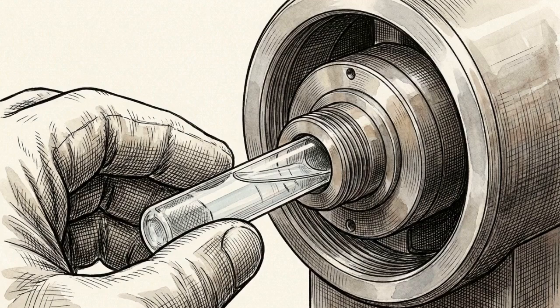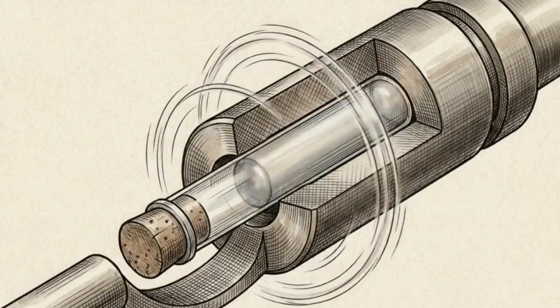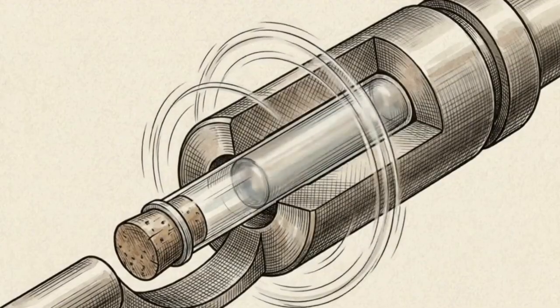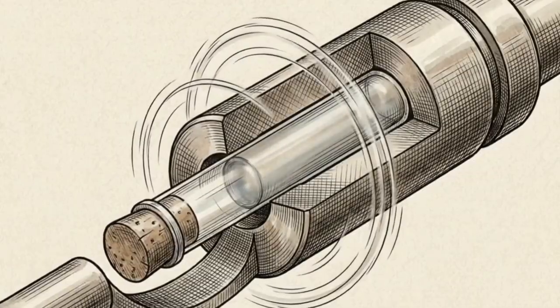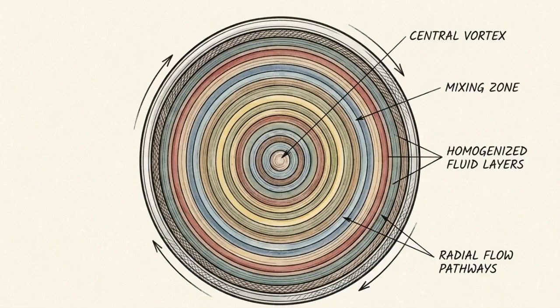Engineers solve this physical limitation mechanically. They place the sample in a highly precise, narrow glass tube, usually 5 millimeters in diameter, and spin it rapidly on its exact vertical axis. This physical rotation averages out the spatial magnetic anomalies, forcing all parts of the solution to experience a uniform field.